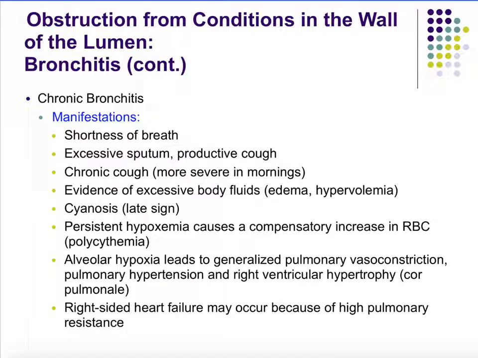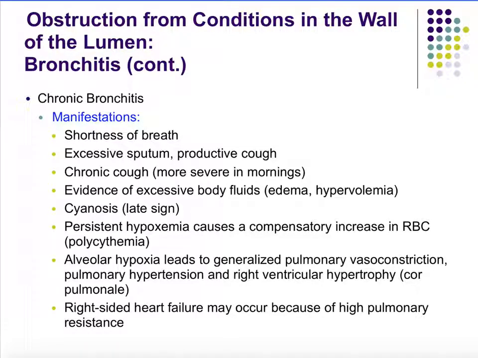So what will it manifest as? So you'll start to see shortness of breath, excessive sputum and productive cough, and that would be, again, because of all the mucus that's being created. You'll see chronic cough that's typically more severe in the mornings, and evidence of excessive body fluid, so edema and hypervolemia. Also, you'll see cyanosis. This is why people who have chronic bronchitis are known as blue bloaters, because you'll start to see that blue tinge in the skin.